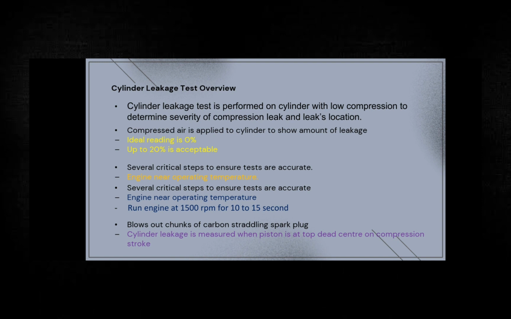Third bullet, several critical steps ensure tests are accurate. Bring the engine to operating temperature. Run the engine at 1500 RPM for 10 to 15 seconds. This blows out chunks of carbon straddling the spark plug. Cylinder leakage is measured when the piston is at top dead center on the compression stroke.